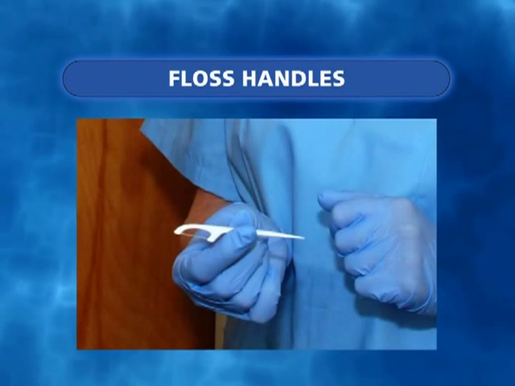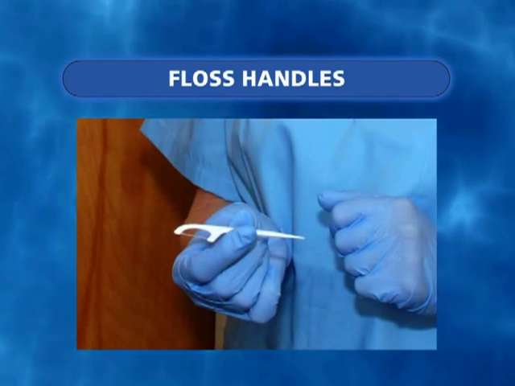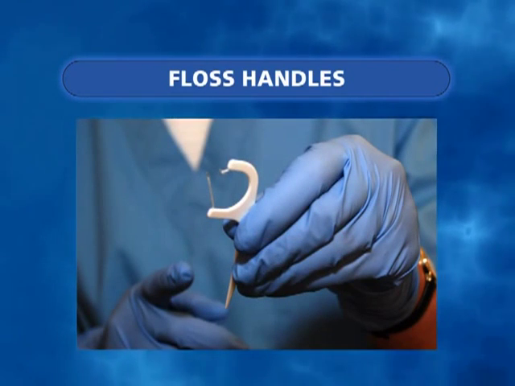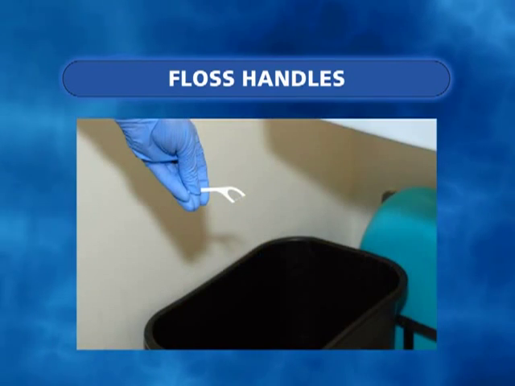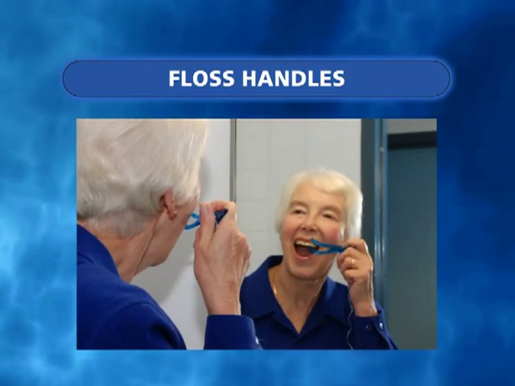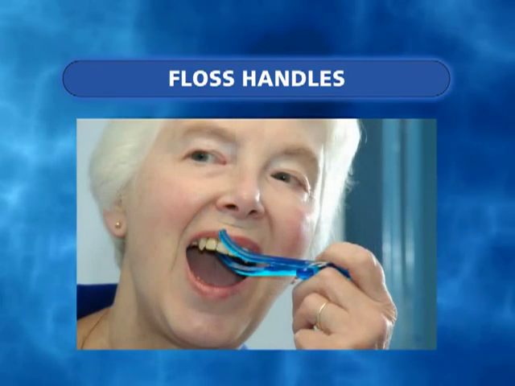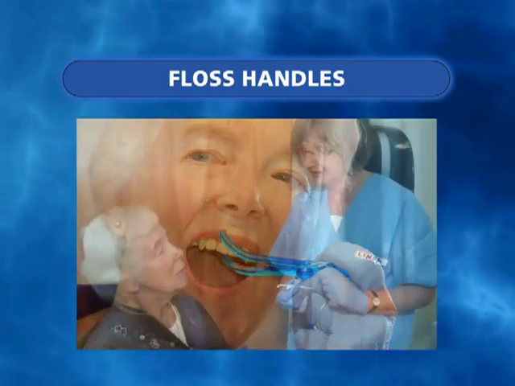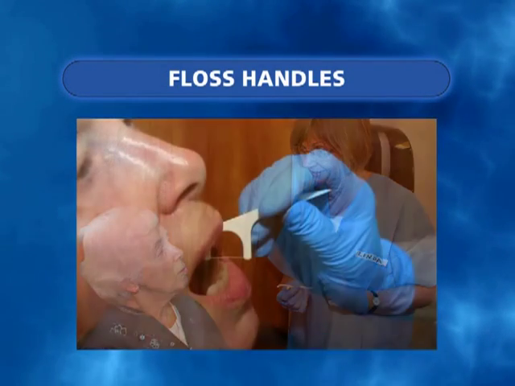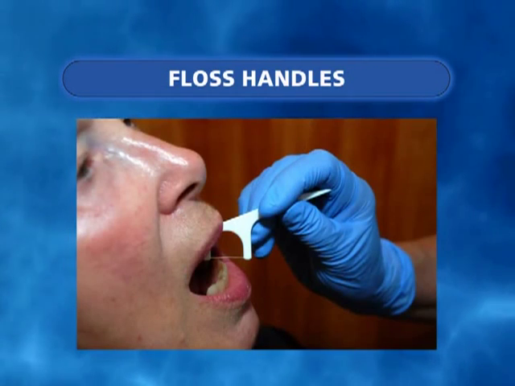Disposable floss handles are also available. These should be discarded once the floss becomes broken or frayed. This often occurs after one use. A handle may allow some residents who could not normally floss on their own to floss more easily. Also, when using a floss handle, the care provider does not have to place their fingers in between the resident's teeth.